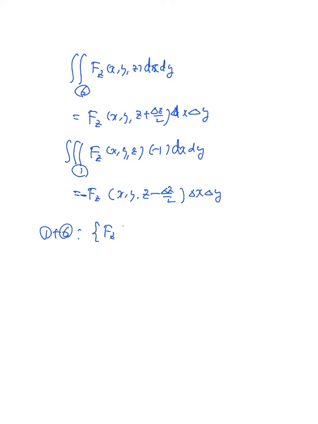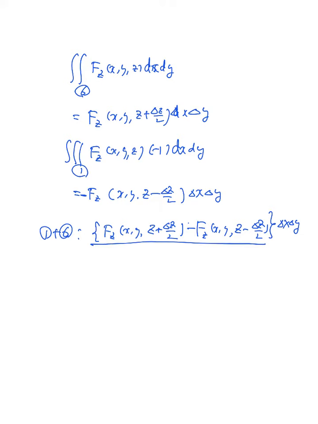Fz x y z plus delta z over 2 minus fz x y z minus delta z over 2, delta x delta y. And I told you when you encounter a complicated situation and you do nothing, right? Nothing means you can either add 0 or multiply by 1. So let's divide by delta z, and multiply by delta z.